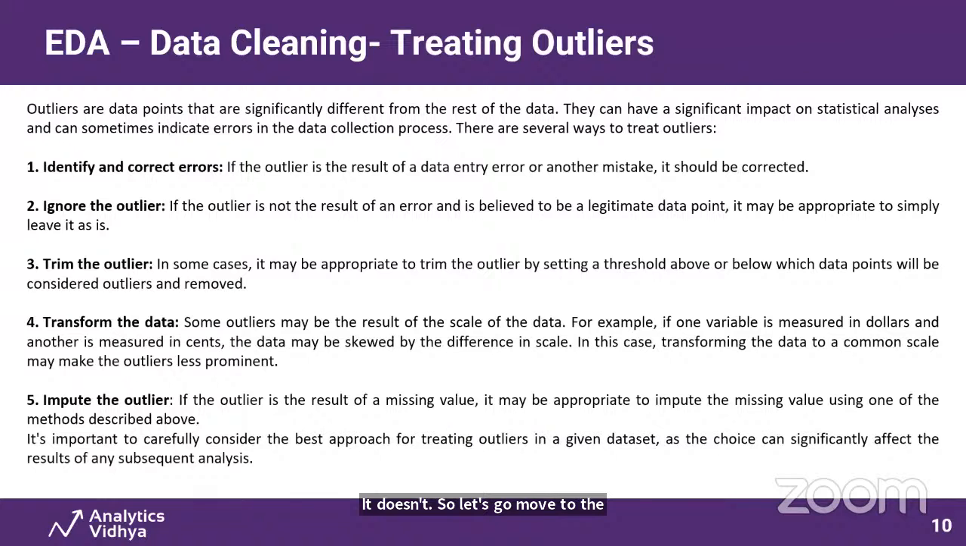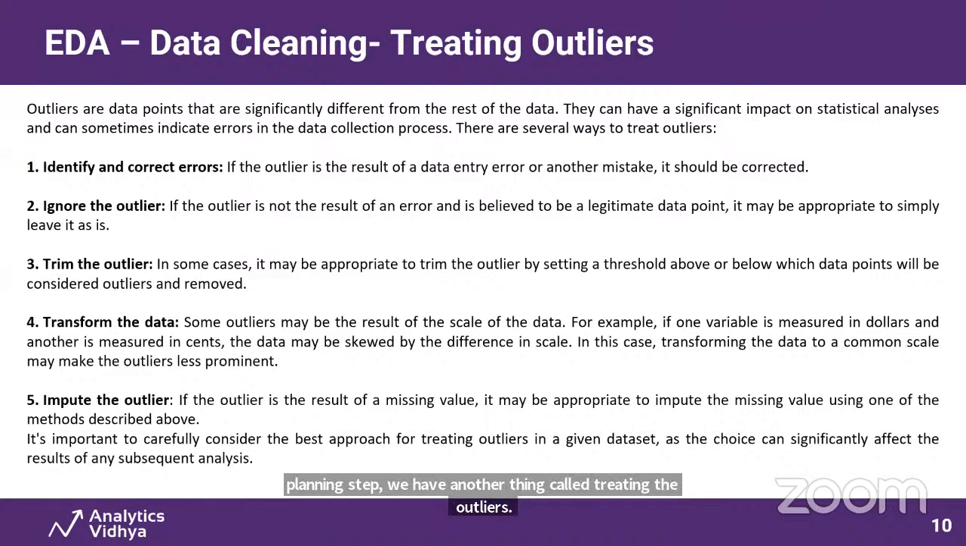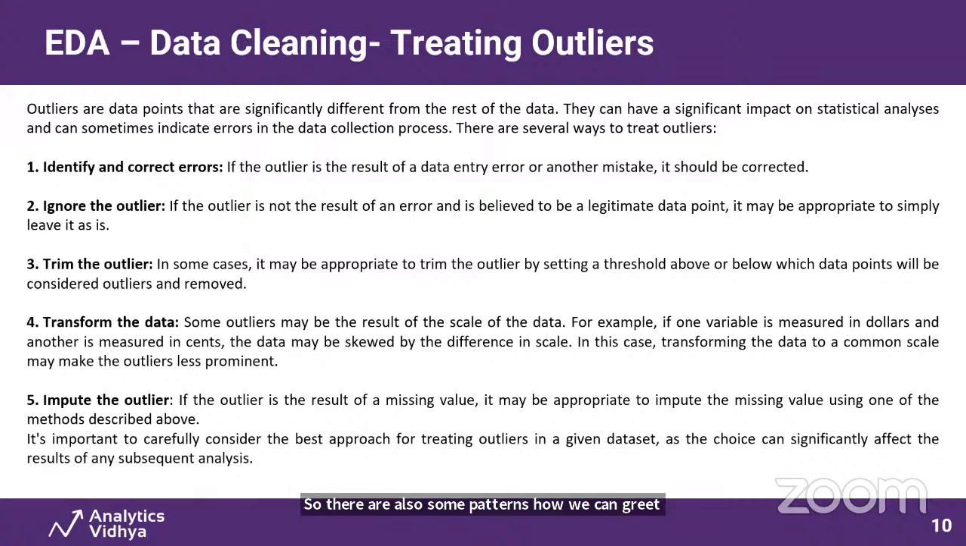Okay, so in the data cleaning step, we have another thing called treating the outliers. There are some patterns for how we can treat the outliers. Basically, we plot a box plot to see whether there are any outliers in the data. We will also analyze whether the outlier has come from a data mistake. So the first step is to identify and correct the error.